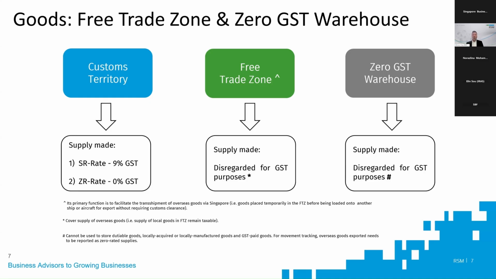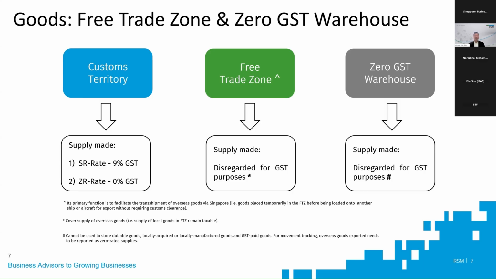And to also perhaps bring us into the loop, for zero GST warehouse, generally it cannot be used to store durable goods, locally acquired goods, or locally manufactured goods and GST paid goods, as you can see on the footnote there. But what is slightly different from the free trade zone, like what I mentioned earlier, for goods transacted within free trade zone or even exported from free trade zone, that's disregarded for GST purposes. However, for goods that are exported from zero GST warehouse to overseas, that has to be tracked for reporting as your zero rated supplies under box 2. That is for movement tracking purposes.